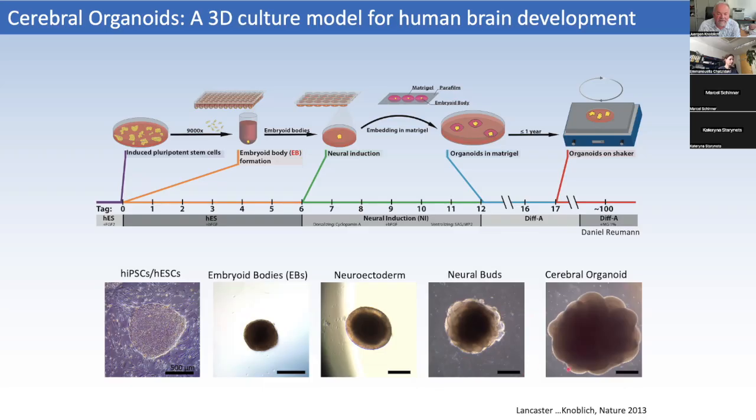And if you then let them grow inside the matrigel, they generate these so-called cerebral organoids, which we can then grow for very, very long times. I'll show you later experiments where we've grown them for over 1 year. And we can also show that even human developmental processes that occur at that time can be recapitulated.